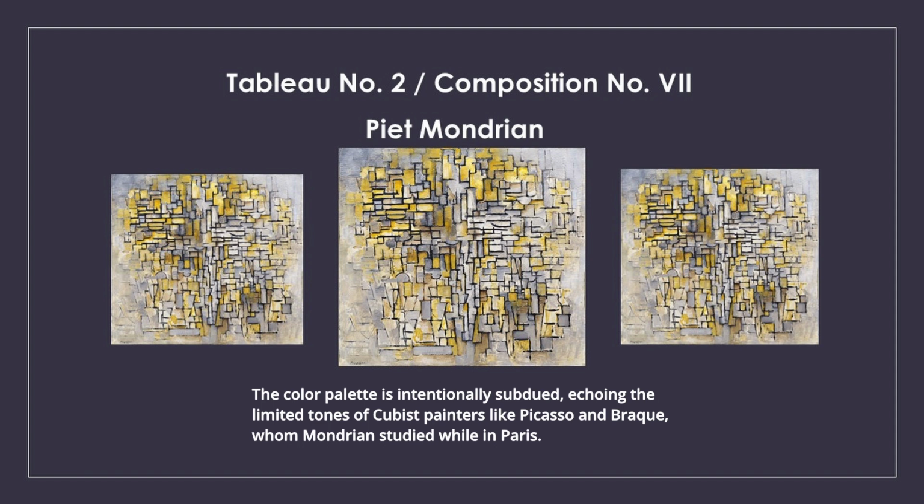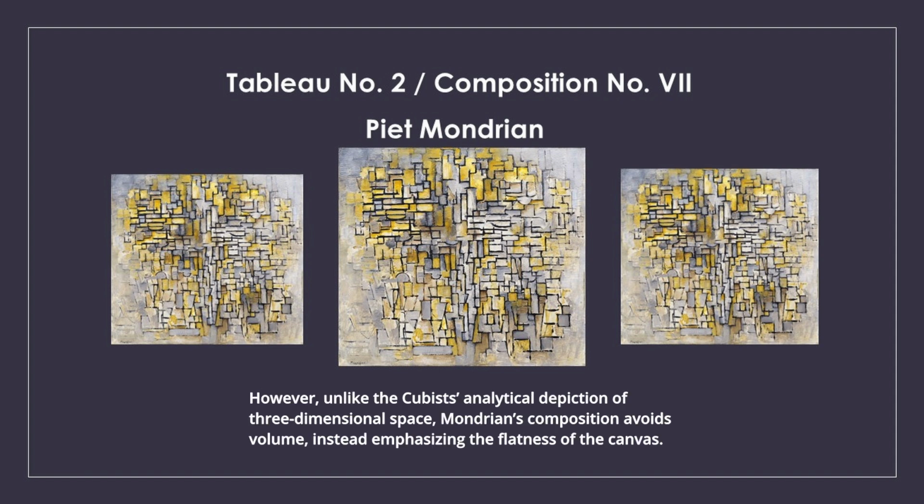The color palette is intentionally subdued, echoing the limited tones of Cubist painters like Picasso and Braque, whom Mondrian studied while in Paris. However, unlike the Cubists' analytical depiction of three-dimensional space, Mondrian's composition avoids volume, instead emphasizing the flatness of the canvas.